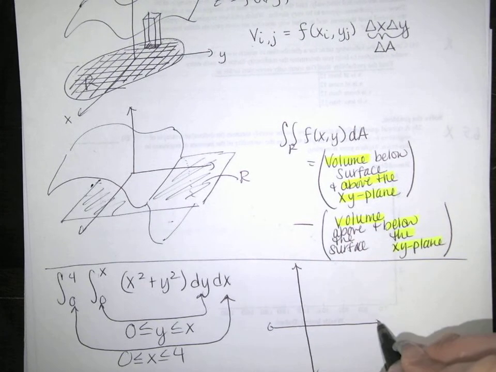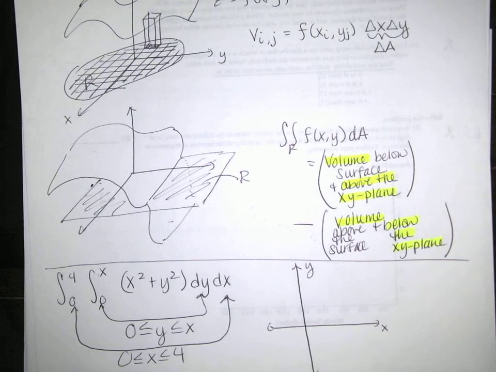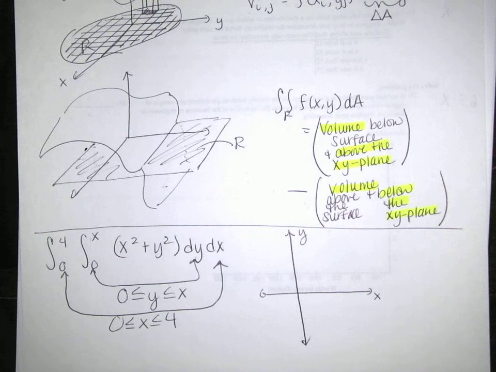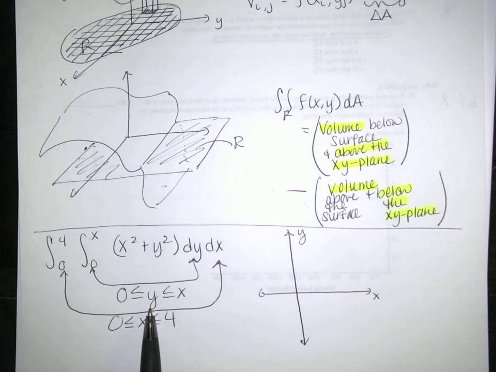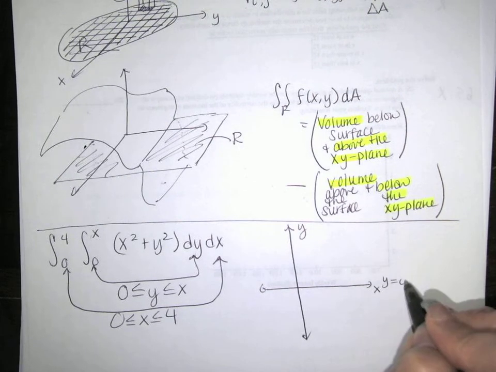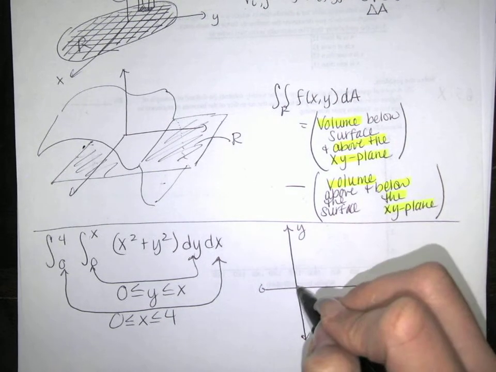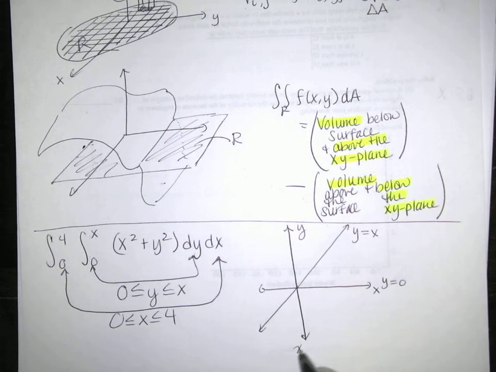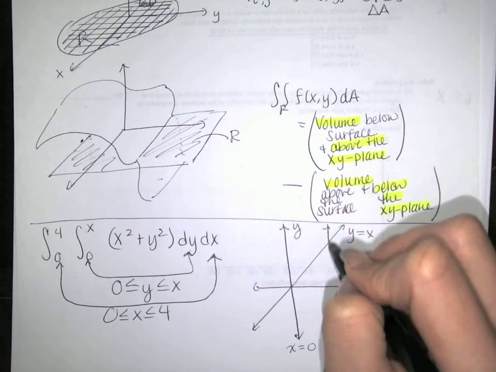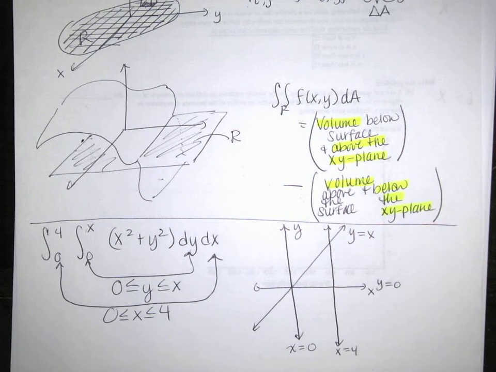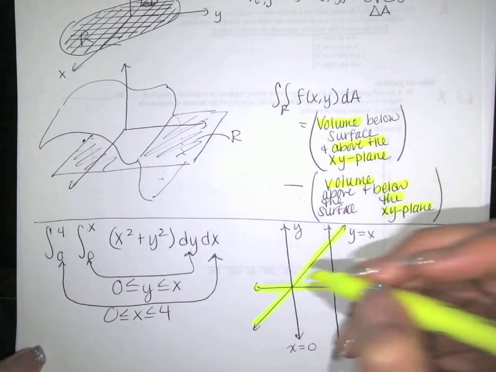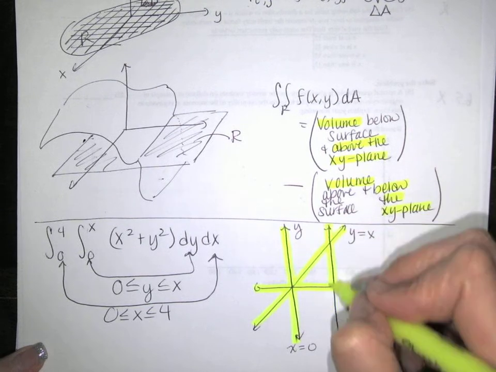So the region in the xy plane looks like this. If I want to sketch that region, I need to sketch really 4 curves. I want to sketch y equals 0. Well, y equals 0 is actually the x-axis. Y equals x, that's this. X equals 0, that happens to be the y-axis, and x equals 4, that's here. So our bounds are y equals 0, y equals x, x equals 0, x equals 4.